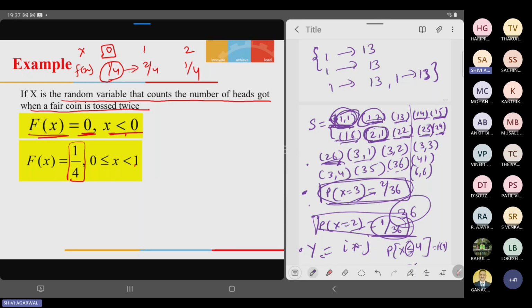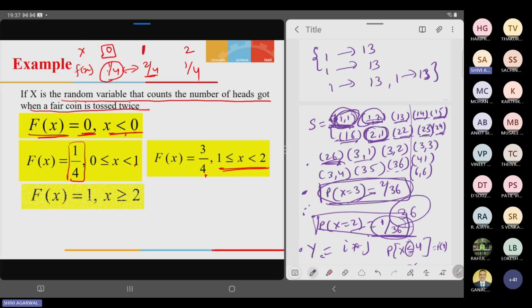In the range from 0 till 1, it is completely 1 by 4. When we reach 1, it becomes 2 by 4 plus 1 by 4, so F(x) is equal to 3 by 4 in between 1 to 2. And at 1, it is 3 by 4. Next, F(x) is equal to 1 when x is greater than or equal to 2. So all values we have to define in a complete range here.